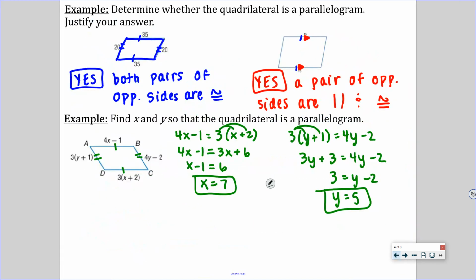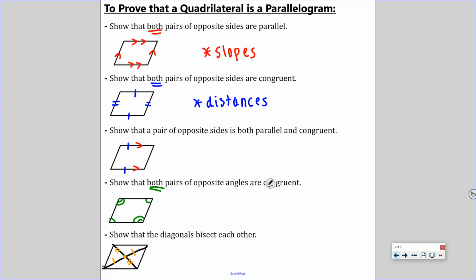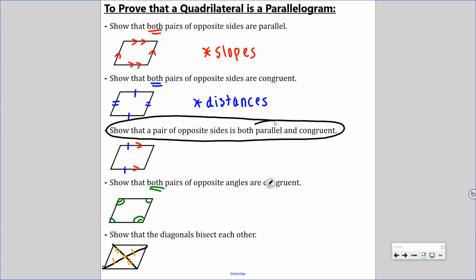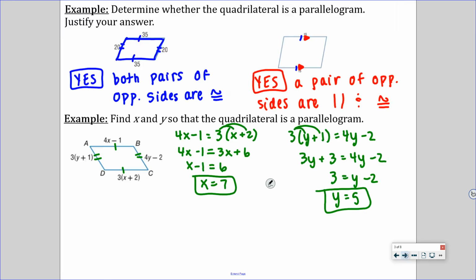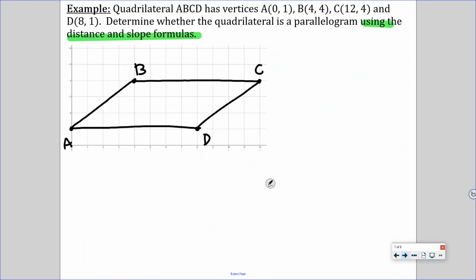So if I have to use distance and slope, I'm basically going to try to do this right here. I'm going to pick one pair of opposite sides and show that they're both parallel and congruent. Okay, so I don't need to do it for all 4 sides. I just need to pick one pair of opposite sides, show they're parallel, show their distances are the same. What 2 sides should we pick, Ben? BC and AD. Oh, love it. Let's pick the nice, easy horizontal ones. Because guess what? We don't even need distance formula to calculate that distance, right? We can just count our squares.